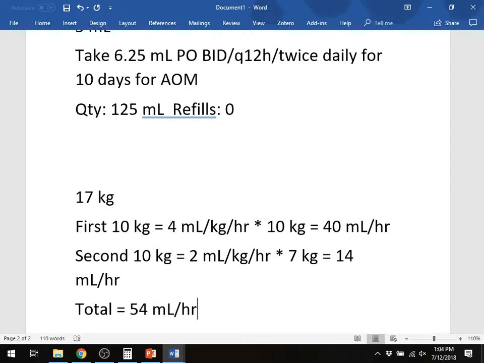Again, you can't really go wrong by using this method. You're not going to over give too much fluid unless the patient already has, say, fluid retention issues or they're edematous already. This is a good way to do that, okay? All right.